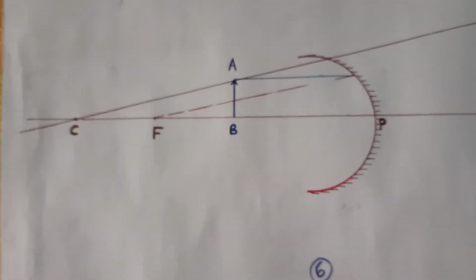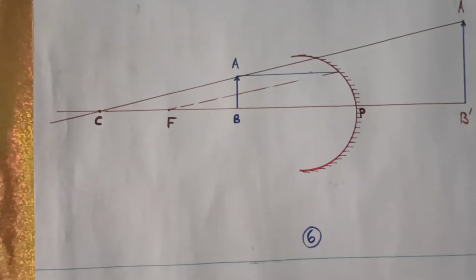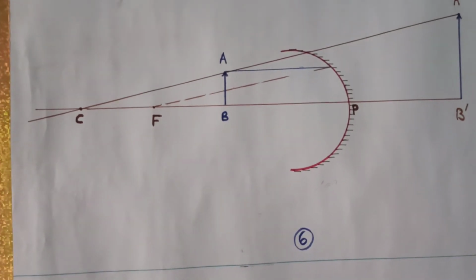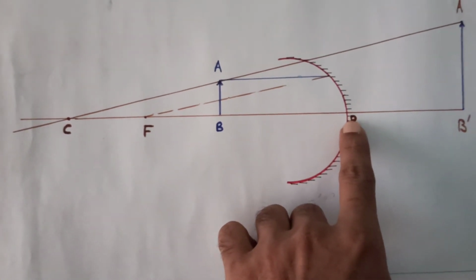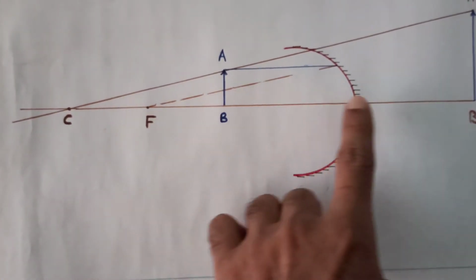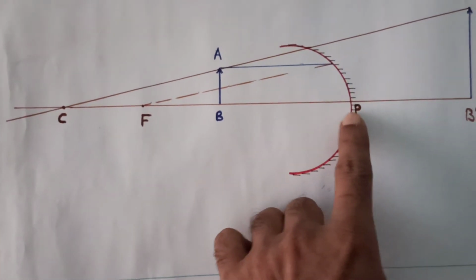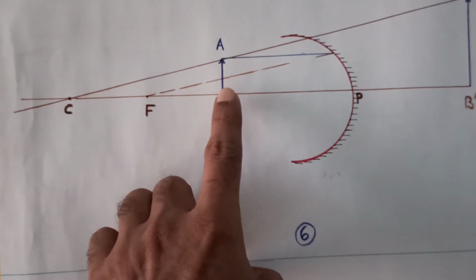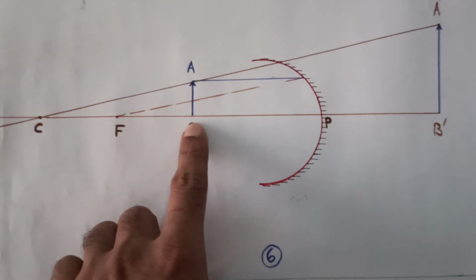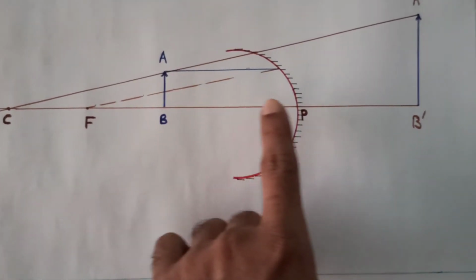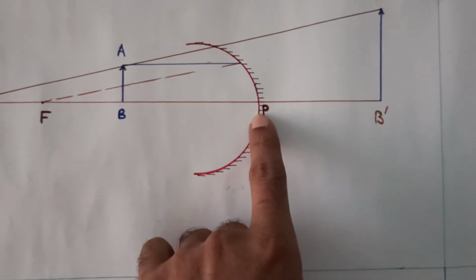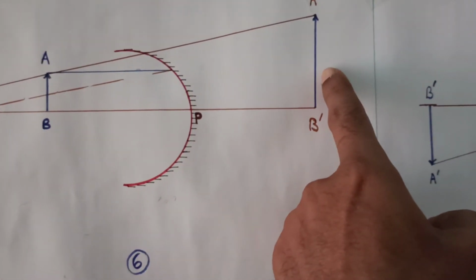Now we'll proceed to the last diagram, where the object is placed between the focus and the pole. You can see this is focus and this is the pole of the concave mirror. The object is placed between this focus and pole, that is AB is the object. Then in this case, what do we observe? When the object is placed between focus and pole of the mirror, then the image is formed behind the mirror.